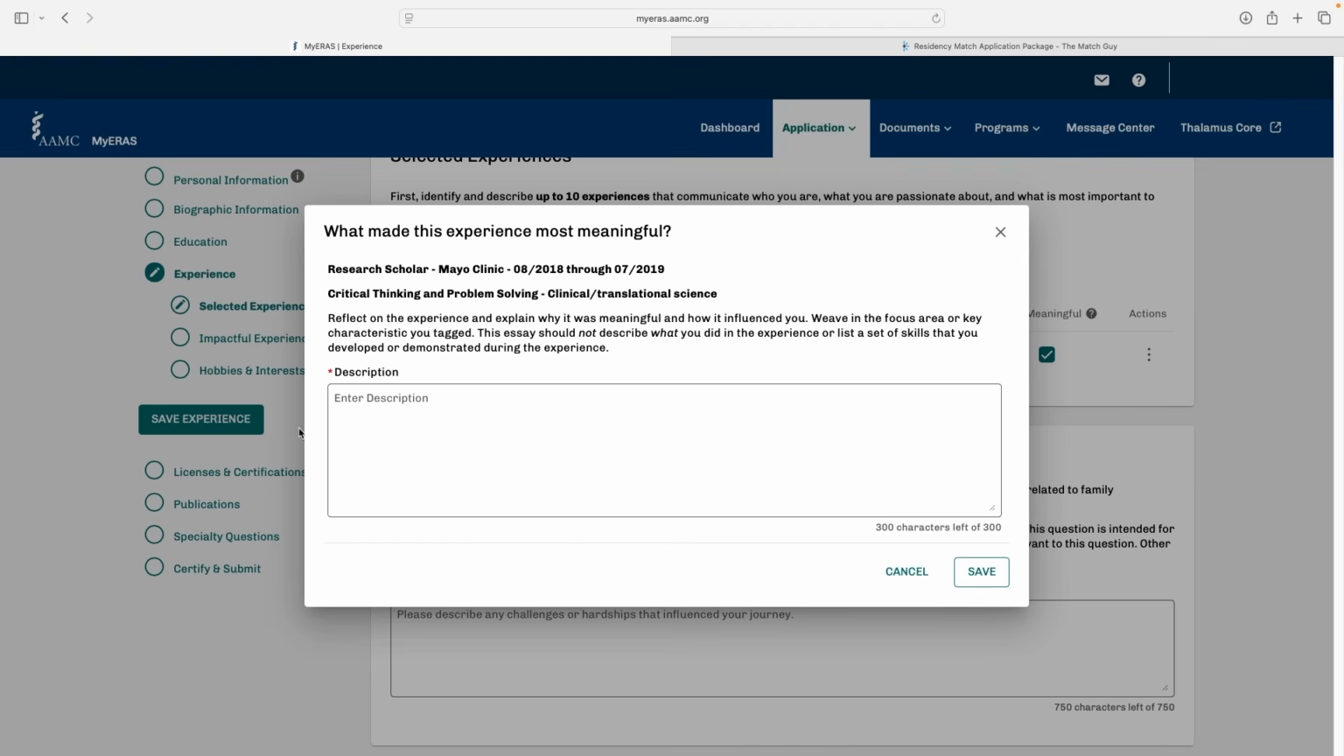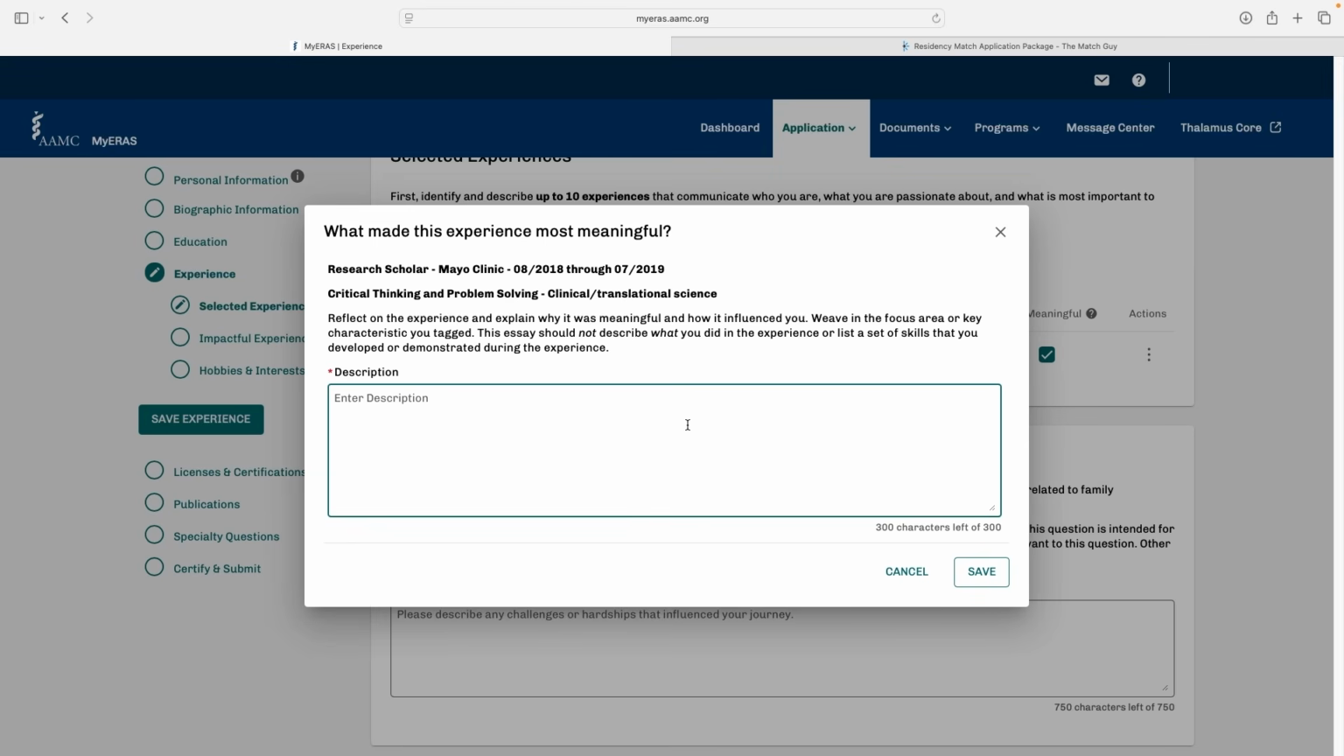Once you click on that, you will get this box to describe why this experience is one of the 3 most meaningful ones. A common mistake we found when editing applicants' ERAS applications is they describe in this section what they did, which is already described in the description of the experience. So be very mindful here to not repeat what you did in the experience.